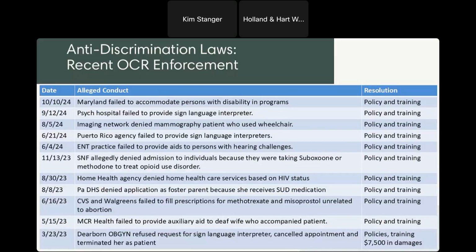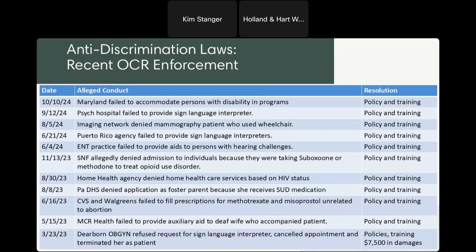The key point here is, if you look at the recent enforcement actions over the past couple of years, what the government does is come in and have you sign a settlement agreement whereby you agree to change your policies and provide additional training. They really don't impose civil penalties, at least they haven't over the last couple of years.